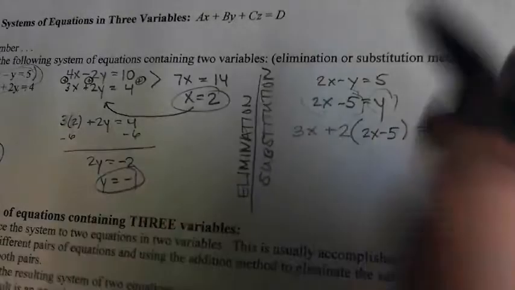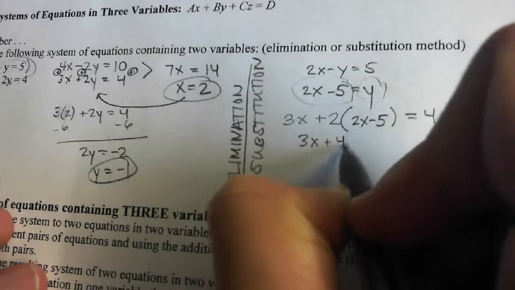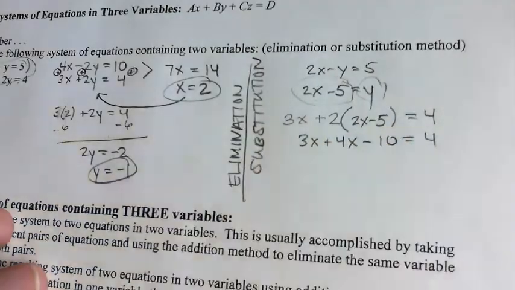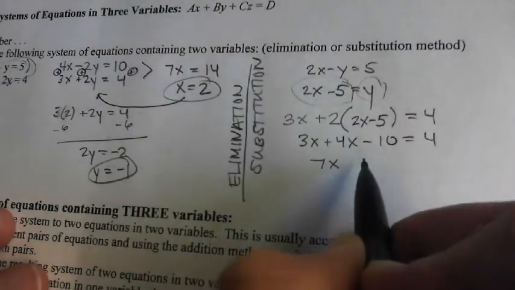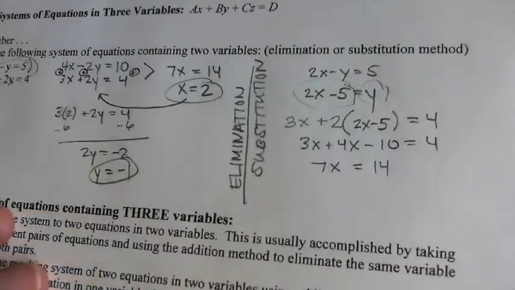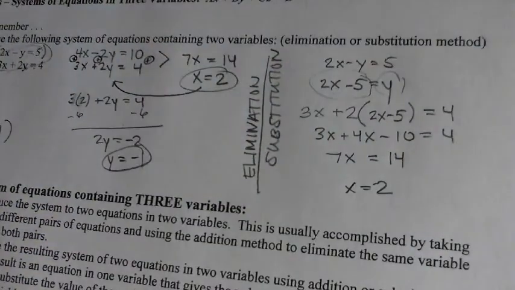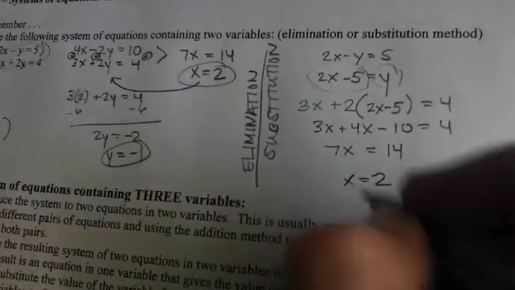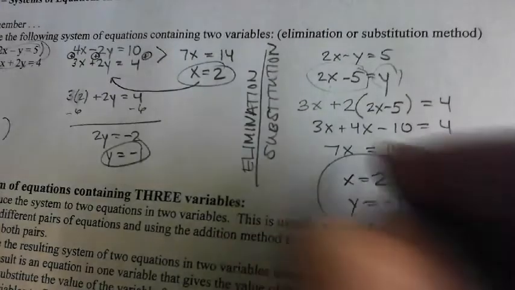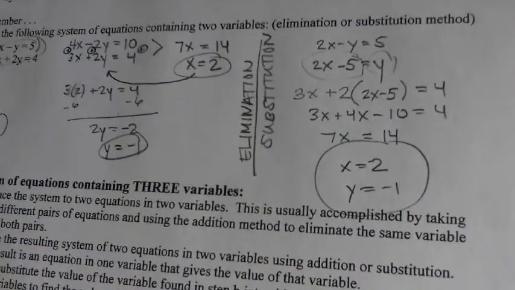So I can just distribute. I'm going to combine like terms and add my 10 over all at once. And again, I'm going to get the same answer, x equals 2. And again, I go back to one of my originals, plug that in, and I'll get y equals negative 1. So regardless of the method, your answer should be the same. But just a quick review on systems. Any questions?